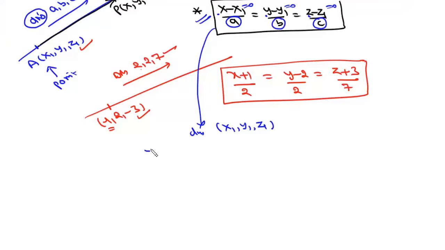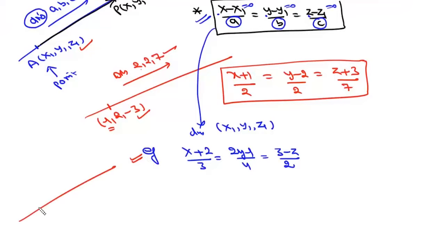Now say for example, we are given x plus 2 upon 3 equals 2y minus 1 upon 4 equals 3 minus z upon 2. Now this is equation of a straight line, and for this straight line we have to find any one point and we have to find direction ratios of this line.